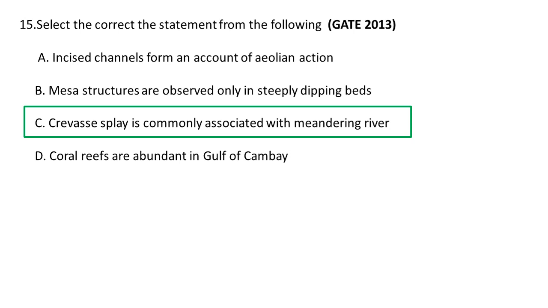meandering rivers. A crevasse splay is a sedimentary fluvial deposit which forms when a stream breaks its natural or artificial levees and deposits sediment on a floodplain. A breach that forms a crevasse splay deposits sediments in a pattern similar to an alluvial fan deposit. So the correct statement is that crevasse splay is commonly associated with meandering rivers.